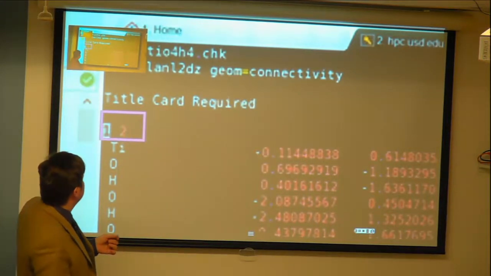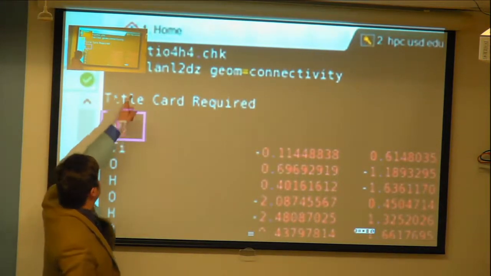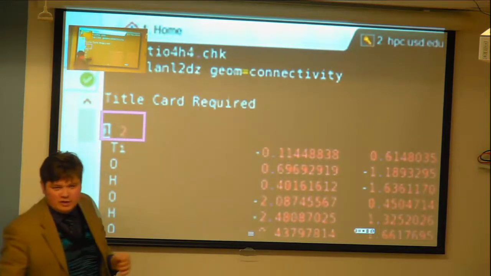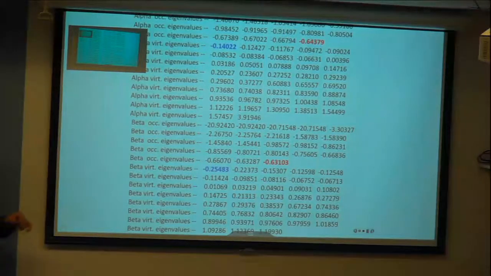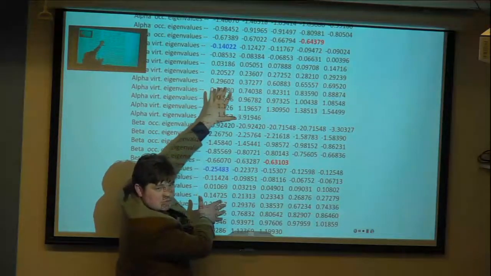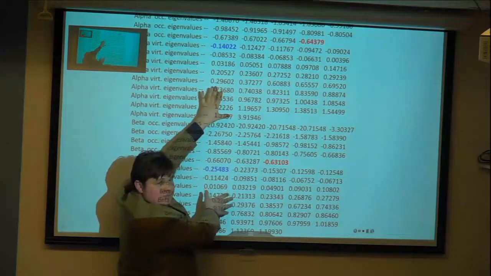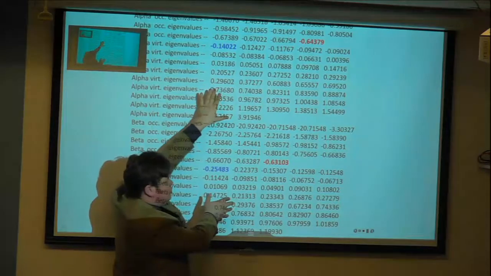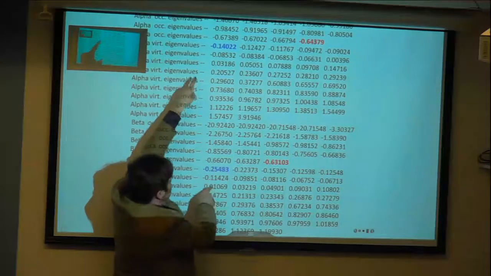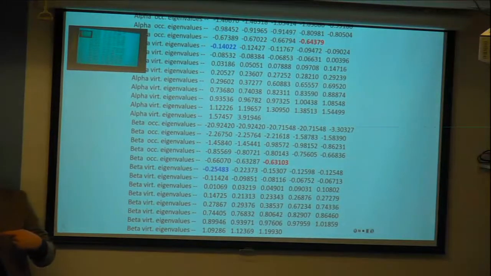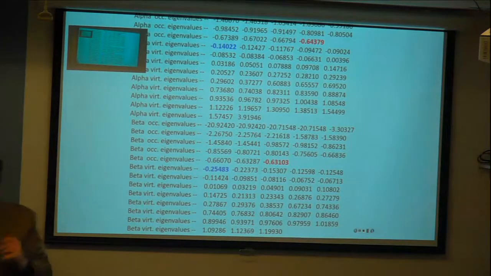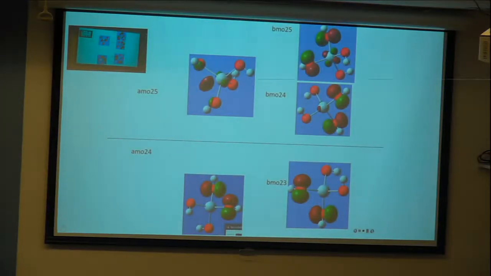And if so, you need to add the letter U to the method, as in UHF, and then the result gives you two sets of orbitals, one for spin up and one for spin down. The letter U stands for unrestricted, and you see that the numbers do not coincide. So the same number of orbitals will have different energy and different shape of orbitals.